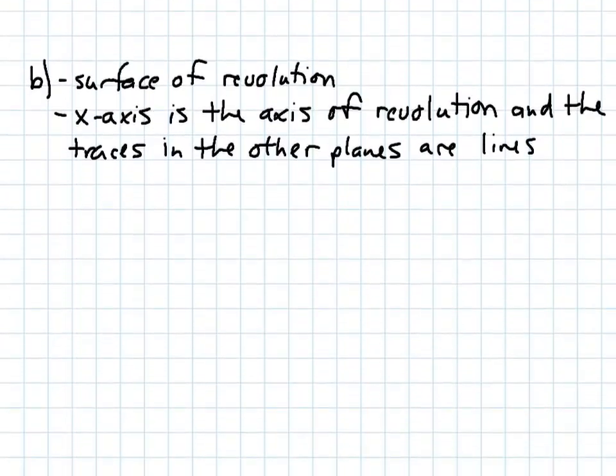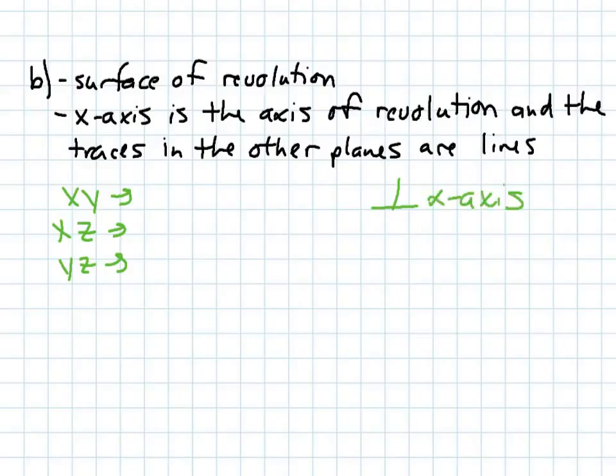Next one, surface of revolution. You have the x-axis as the axis of revolution, and the traces in the other planes are lines. So for here, the plane that's perpendicular to the x-axis is going to be the YZ plane. Notice how that plane has the two variables that aren't attached to the x-axis, right? So this one's got to be a circle, or have something to do with a circle. Now if you're going to create lines, remember lines always come in two pairs, in two different pairs.